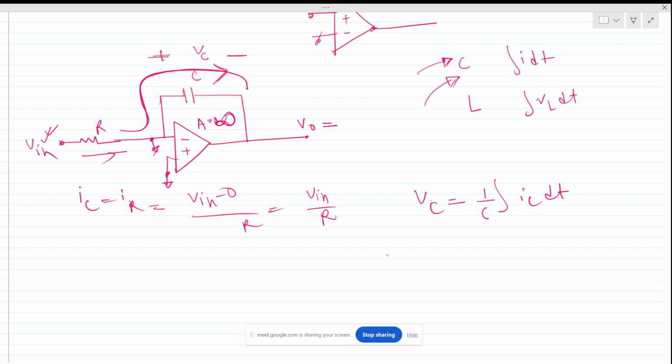The current is flowing in this path, so this terminal will be positive and this terminal will be negative. Now what is Vout? We can also see that VC is this potential minus this potential. This potential is 0 and this potential is Vout.